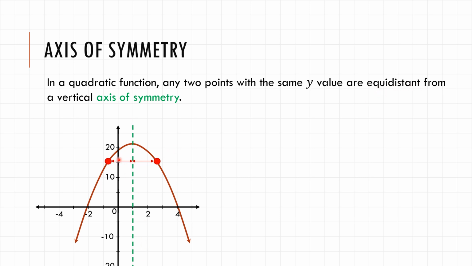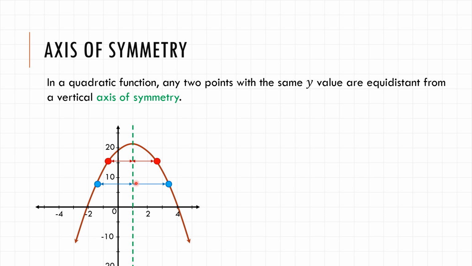Okay, so these 2 points on the parabola, they have the same y value. Their distance from the axis of symmetry is exactly the same. If I had 2 other points over here, they would be equidistant as well. They wouldn't have the same distance as the red point up here, obviously, but the 2 blue points, the ones that have the same y value, they have the same distance from the axis of symmetry.